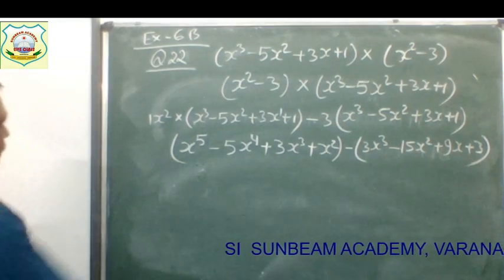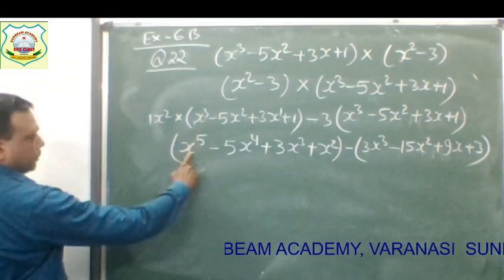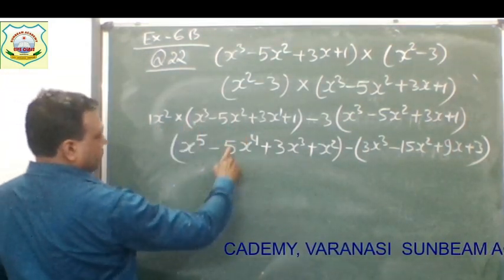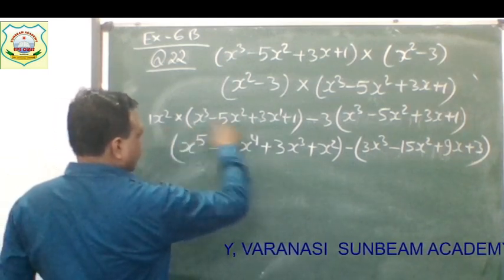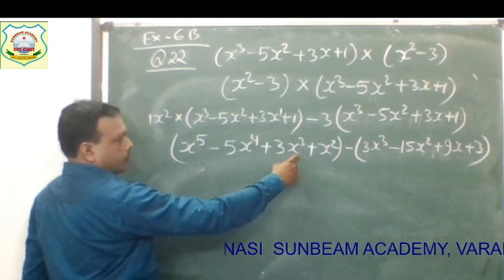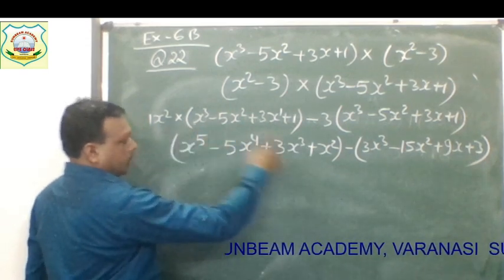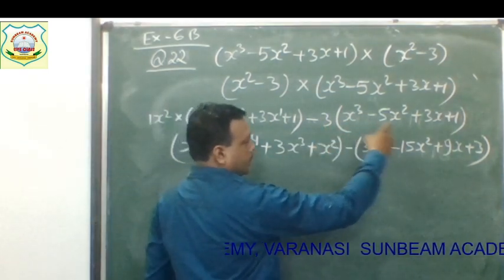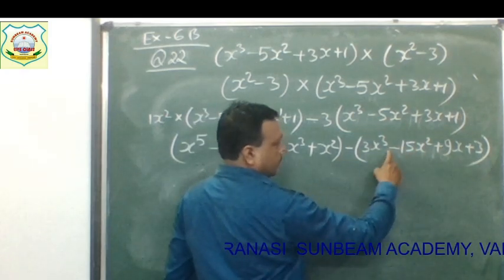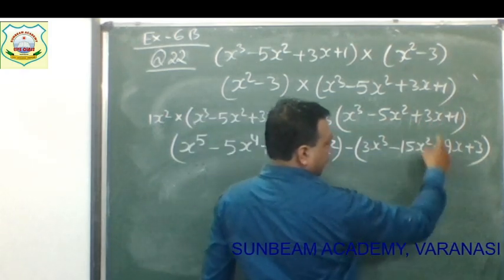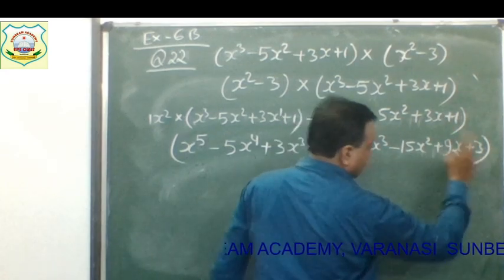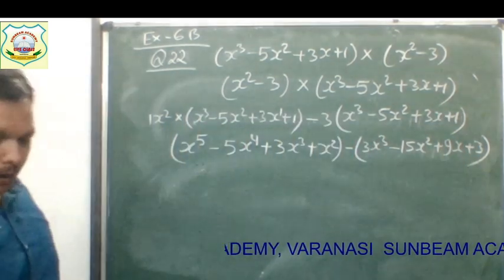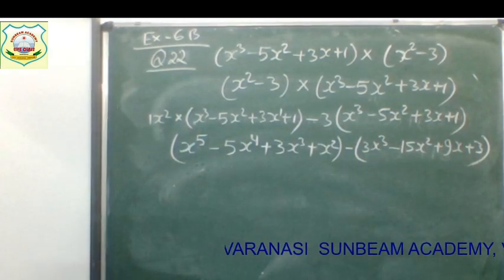What have we done, students? x square times x cube, x power 5; x square into x square minus 5x power 4; x square into 3x power 1, 3x cube; plus 1 into x square will come. Minus 3 into x cube, 3x cube; 3 into 5x square, 15x square; plus 3 threes are 9x; plus 3 ones are 3. Have students understood till here?